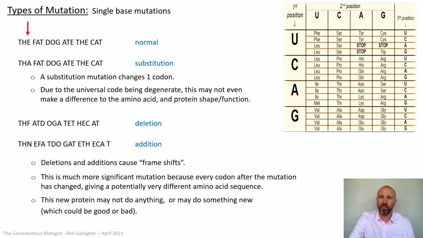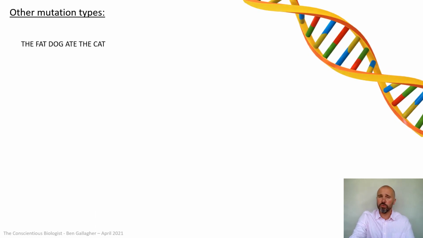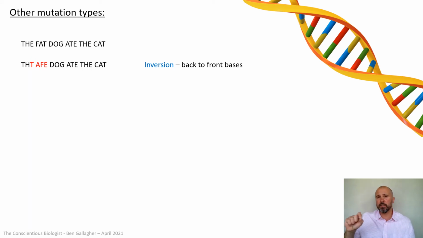Let's have a look at a couple of other less common but very, very significant forms of mutation now. So the first one we're going to look at, if I put up the original strand there again, is an inversion. This is where you've got back to front bases.